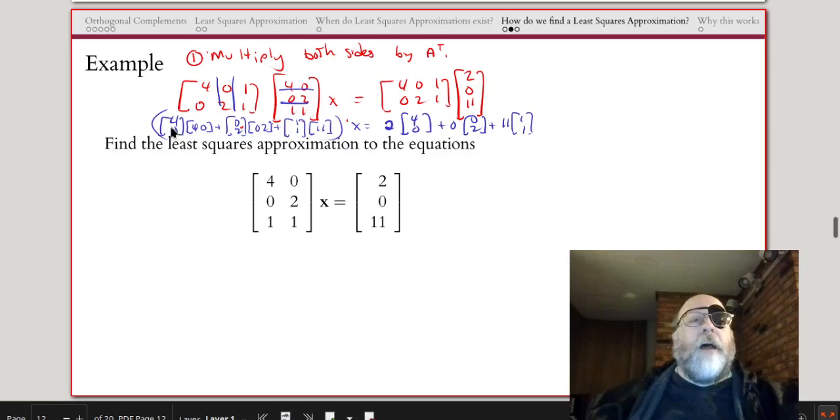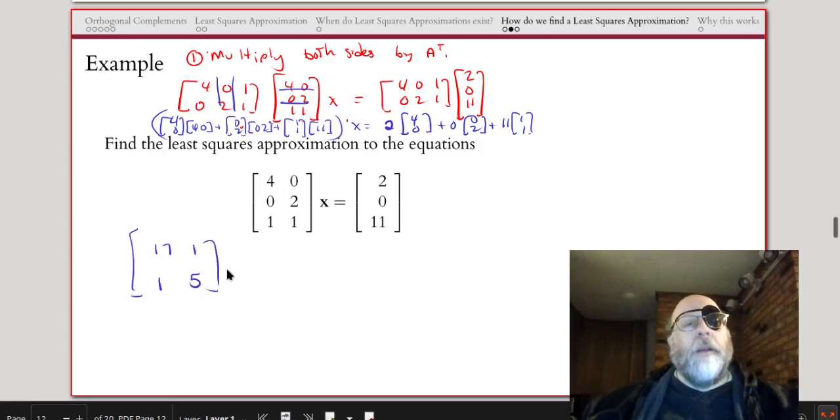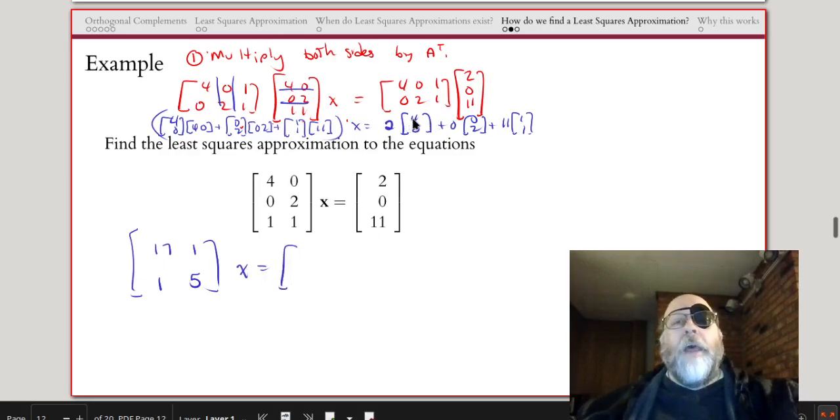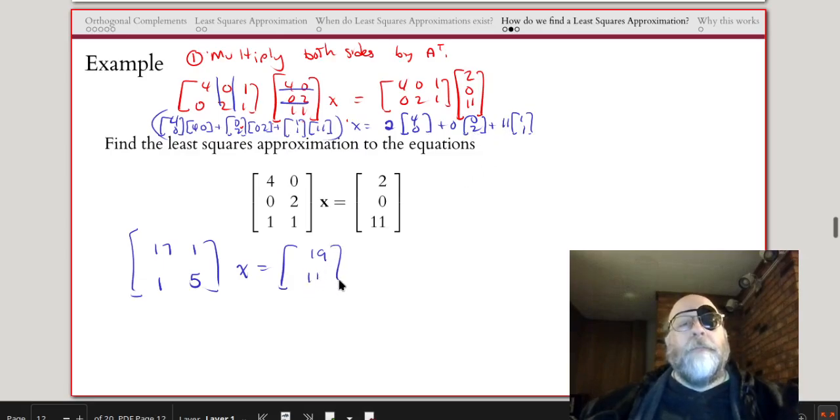Well, let's work this out. This is 16 and 1 is 17. 1, 1, and then 0 and 4 and 1 is 5. On the right side, we have 8 and 11 is 19, and 0 and 11 is just 11.